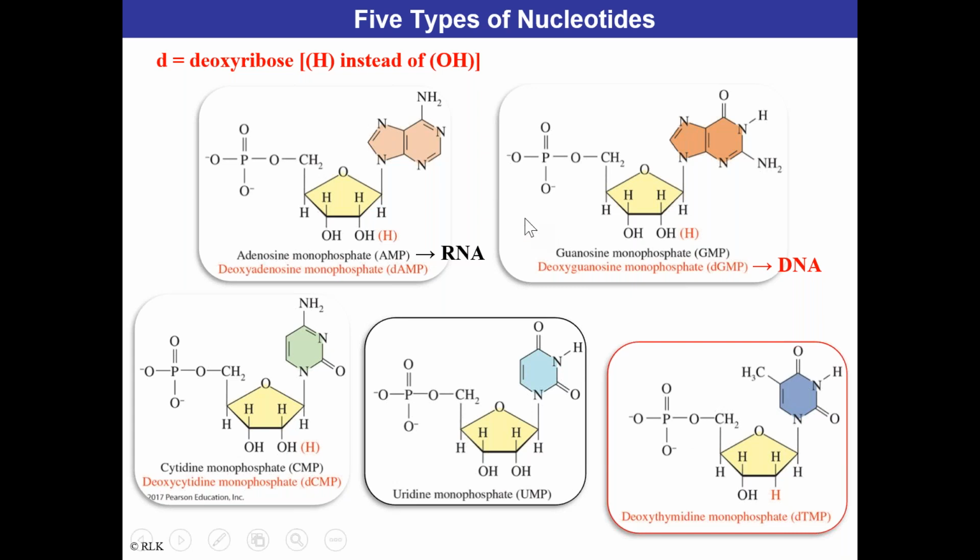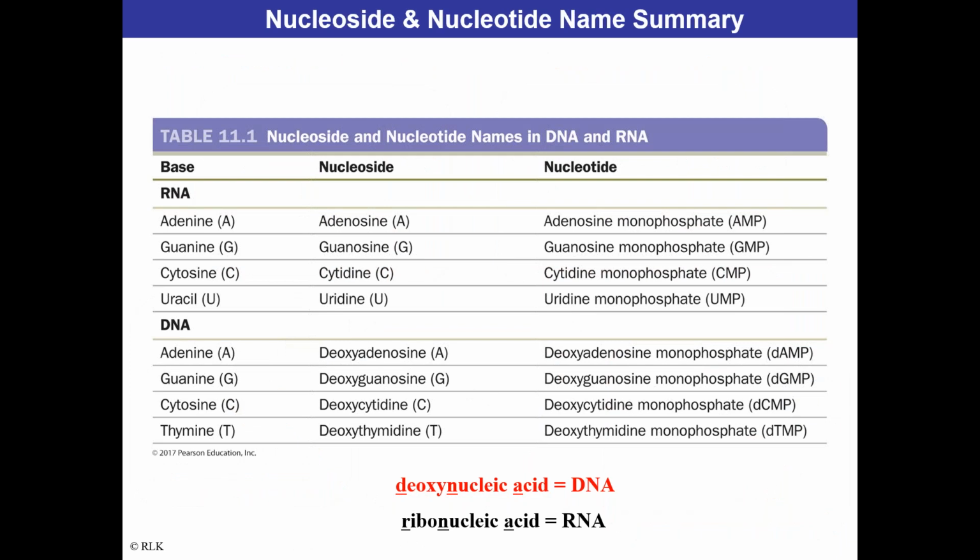And the H's and the OH's are shown here, where that hydroxyl group or that hydrogen would be at the 2' position within that ribose molecule, the sugar molecule. And so you have the ribonucleic acid, RNA, and deoxyribonucleic acid, DNA. So I think that's pretty clear.